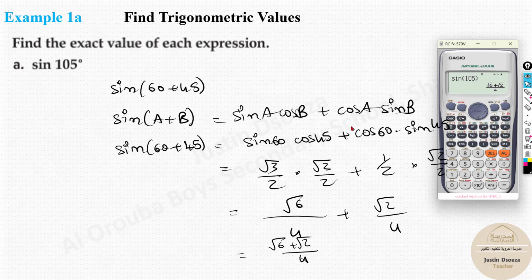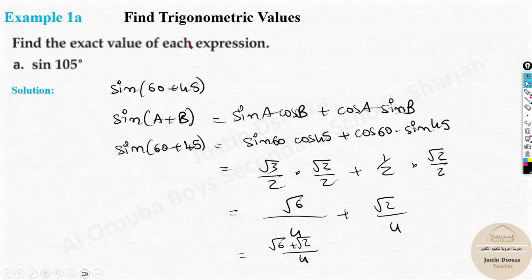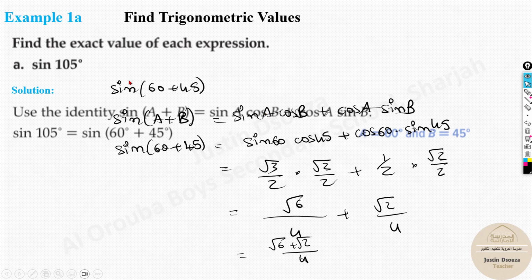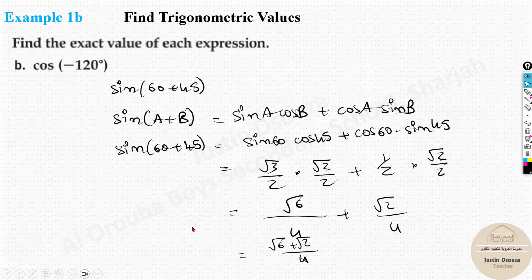But this is the actual method to do it. For these problems, you can use calculator. So just write the formula, substitute the values, and get it. But you will need the same method in the later part in the example 3. So please try to remember this. If it is any other problem, if it was cos, use the cos identity. That's it. This is how we solve it.